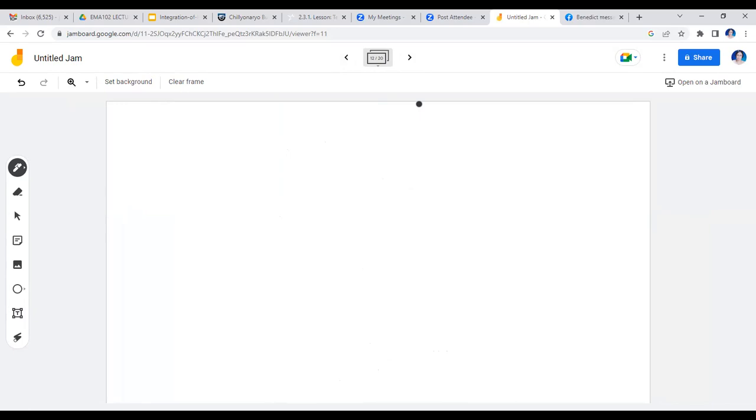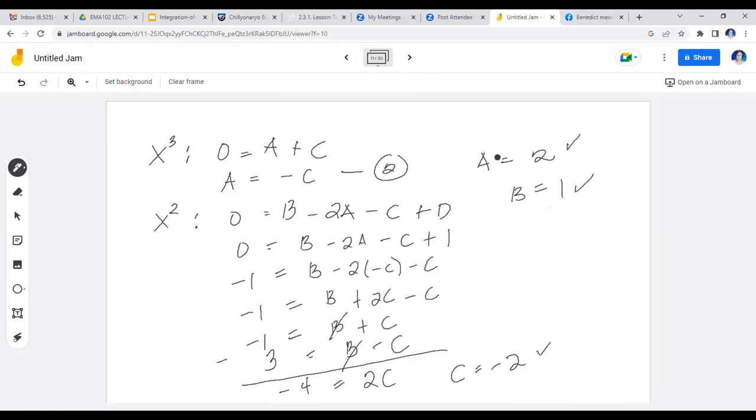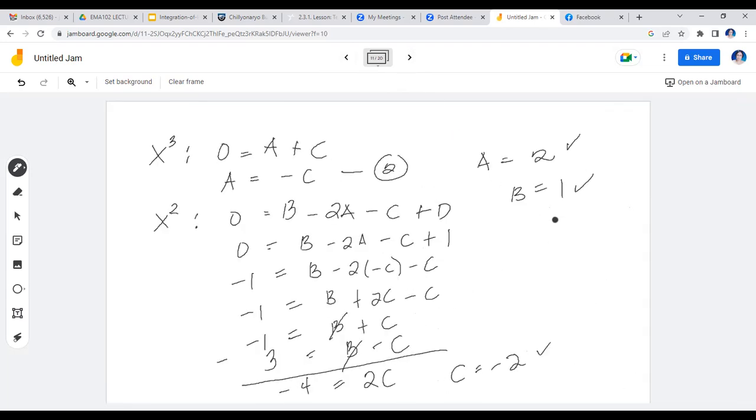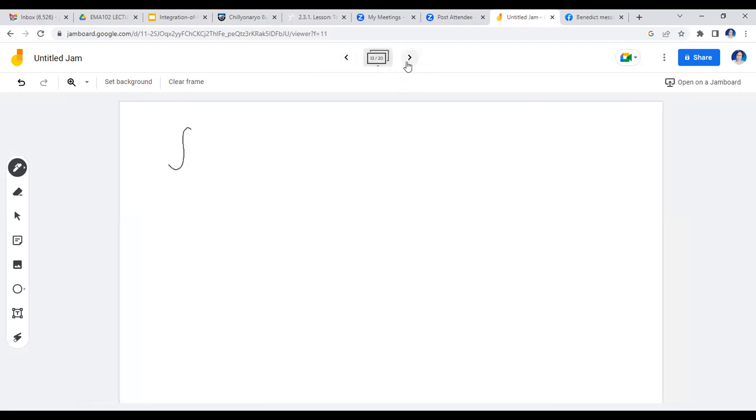So therefore, the integral of, okay, the A is 2, and I need the B. The B is 1. So this is how it should be written. 2x plus 1. This is your A, and this is your B. It's divided by x squared plus 1, dx. That's your first integral. I have substituted A and B.